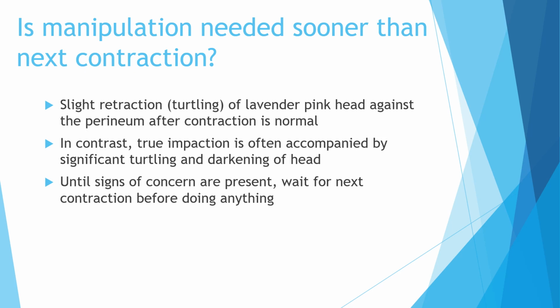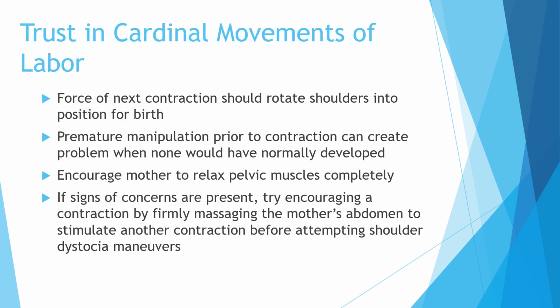That normal, a little bit is fine, and that's why I use my hands, especially in a water birth. You want a light, you want a mirror, you want to use your hands to know if the baby is not getting impaired blood flow. True impaction is that significant darkening. It's not just a little bit pink or purple, it's pretty dark purple. If signs of concern are present, you don't want to wait for the next contraction, but most of the time in normal restitution, let the body do its thing.